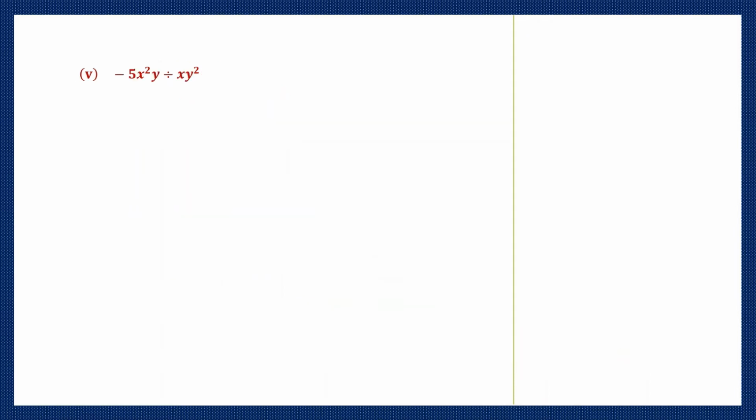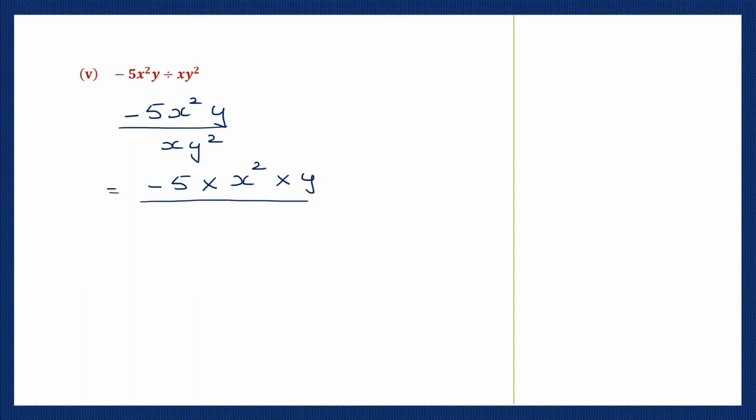So question 5. Minus 5x square y divided by xy square. So this is equal to minus 5 into x square into y divided by x into y square. So let's continue to use the exponent law. So minus 5 into x to the power of 2 minus, this is 1, so minus 1 into y to the power of, this is 1 minus 2. We take 2 from here.